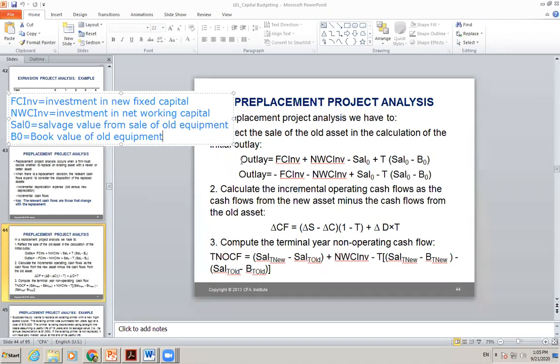So to calculate the investment outlay for the replacement project analysis, we need to find the investment in fixed capital, plus the investment in net working capital, minus the salvage value or cash proceeds from the sale of the old equipment, and plus the tax on the difference between the book value and the selling price. If your book value is different than the selling price, that amount should be taxed, okay? If they're the same, it gives you 0, so you just ignore this part.